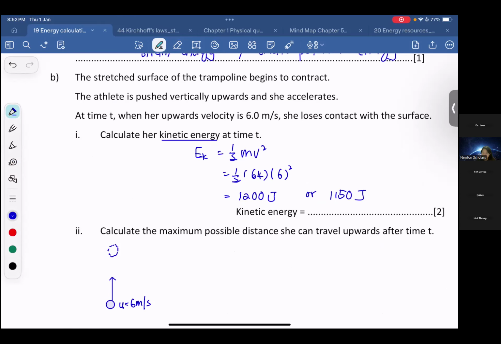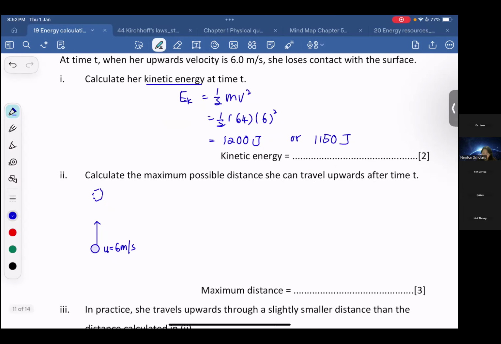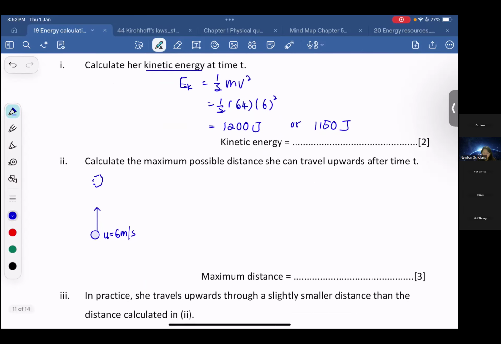Okay, here, next question. Calculate the maximum possible distance she can travel upwards after time t. So this is time t. At time t, the speed is 6 meter per second. Maximum distance means maximum height. So here, what is the energy? You can try with two methods. One is using the linear motion equation. One is using conservation of energy. No matter which one, you will get the same answer.